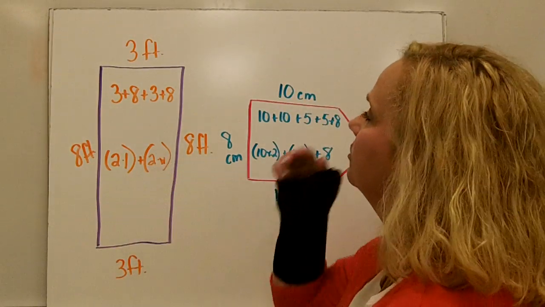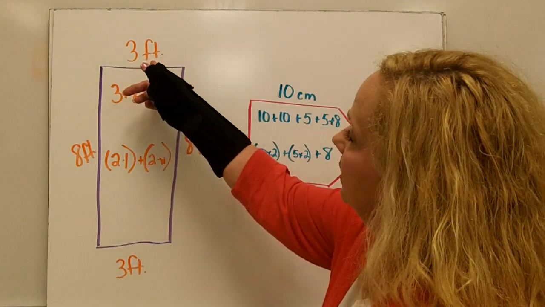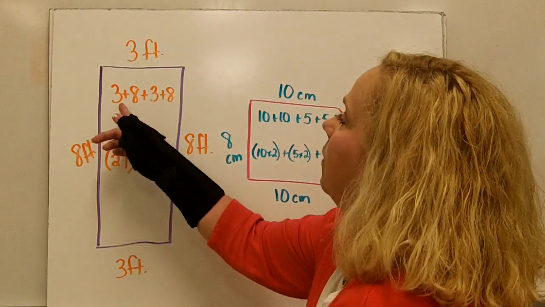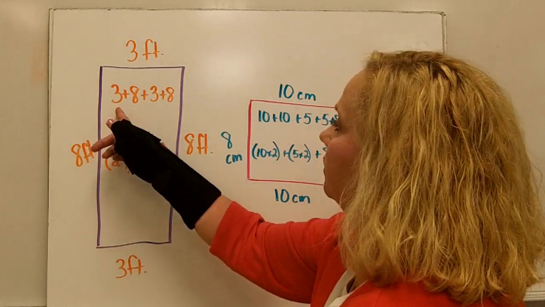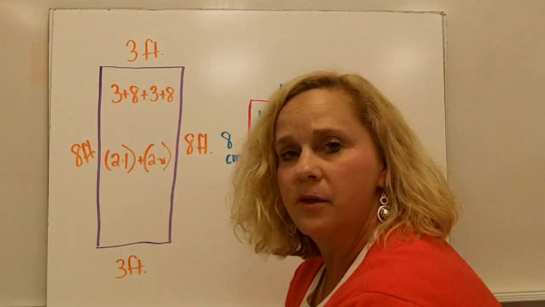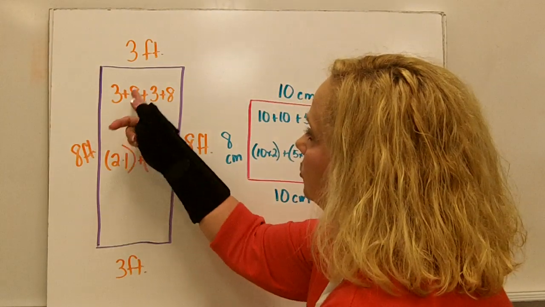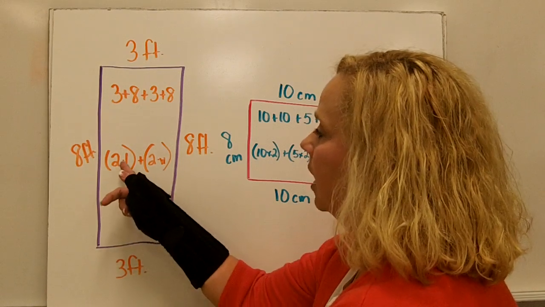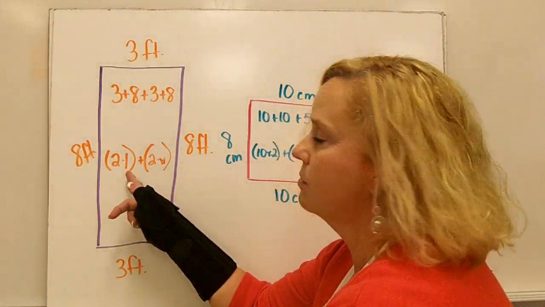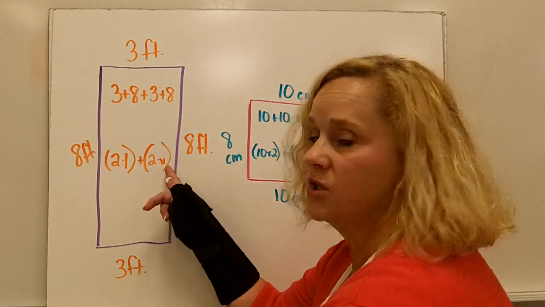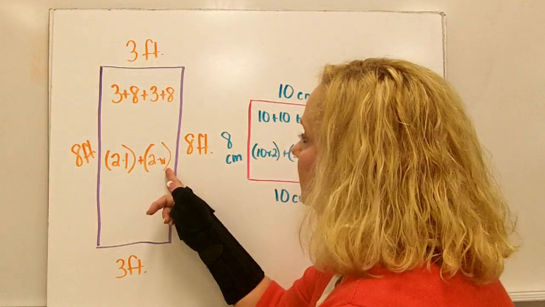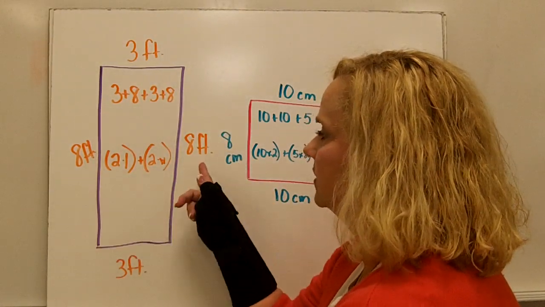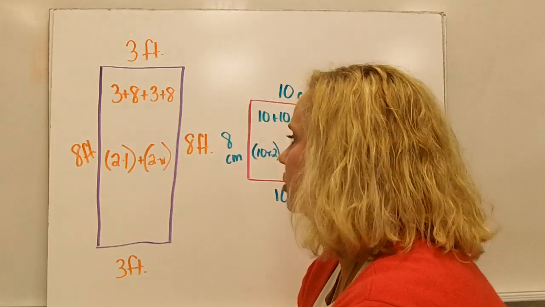Alright, I have another rectangle here, and I have my measurements 3 feet on the top and the bottom, and the two sides 8 feet. So I can add up all of these sides. I can say 3 plus 8 plus 3 plus 8, but there's another way I can do it also. If you notice that there are two sides that are 3 feet and two sides that are 8 feet, I could also say 2 times the length, this is an L for length, plus 2 times the width. The W stands for width. So if I did that, I could say 2 times 3 plus 2 times 8, and that's another way that you can find the perimeter of a shape.